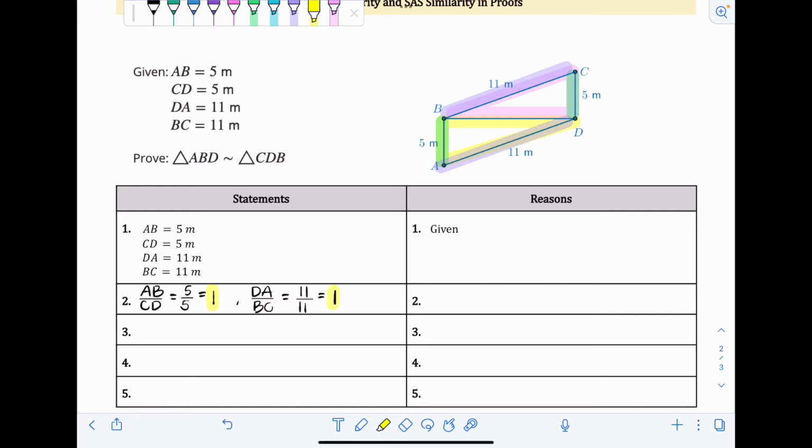And then for the reason, we didn't really use a theorem there. We just essentially did math. So what did we do? We found the ratio of the corresponding sides. So for our reason, we'll say ratios of corresponding sides.